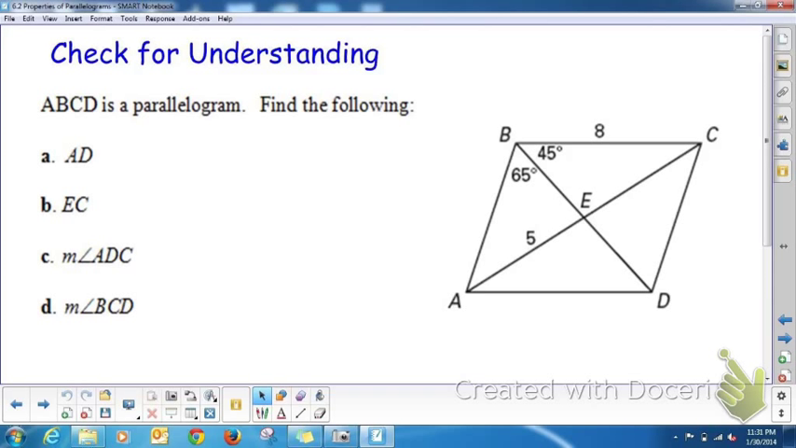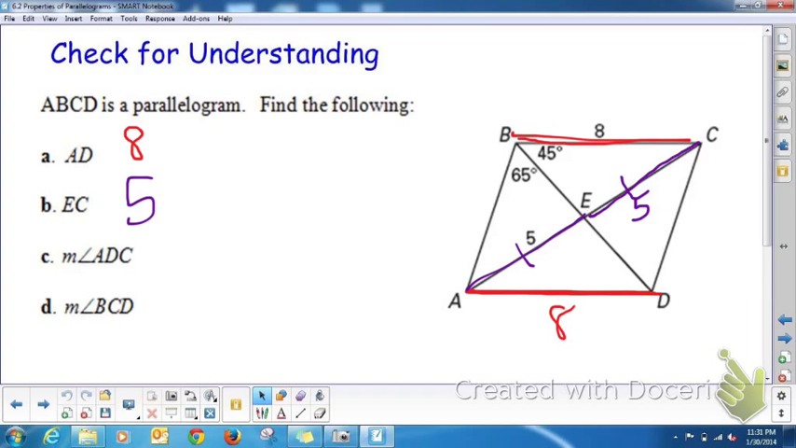Let's check for your understanding. ABCD is a parallelogram. Find the following. We want to find segment AD, segment EC, the measure of angle ADC, and the measure of angle BCD. Pause the video and check for your understanding. For us to find segment AD, if this is a parallelogram, then I know opposite sides are congruent. So if BC is 8, then AD is also 8. For me to find EC, I know that diagonals bisect each other. So EC would be congruent to EA.